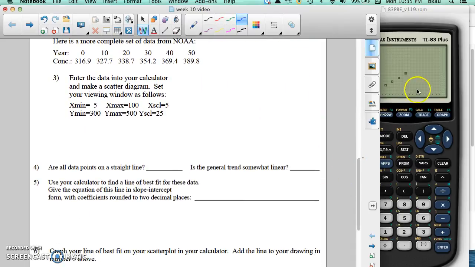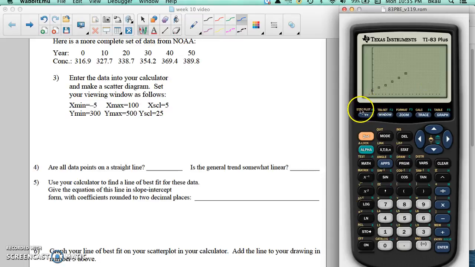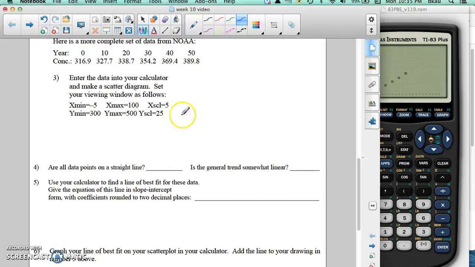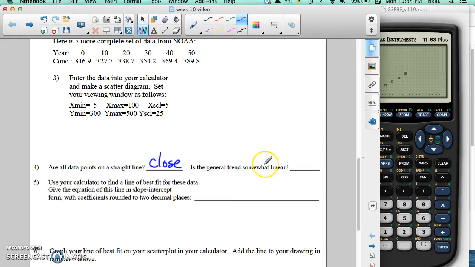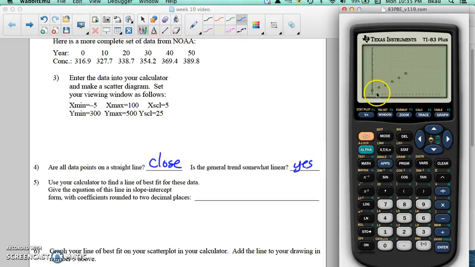Alright, so it says, are the data all on a straight line? Well, I'd say they're close. Yeah, close here. They're not exactly a straight line. If you look at this, there is a little bit problematic, and it says, is the general trend somewhat linear? We can say yes here, because it does look pretty close to being a straight line.